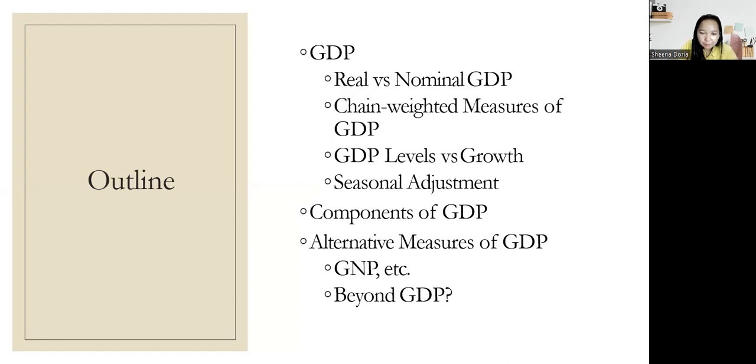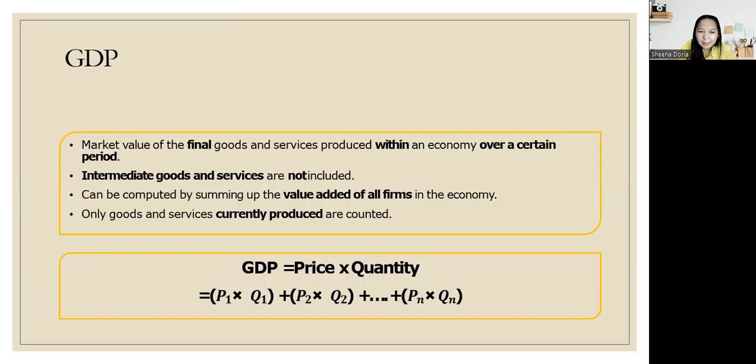So again, GDP refers to the market value of the final goods and services produced within an economy over a certain period. So, hindi natin i-include ang intermediate goods and services, yung mga unpaid household services, etc. na nabanggit natin sa previous part. Okay, it can be computed by summing up the value added of all firms in the economy, and all goods and services currently produced are counted.